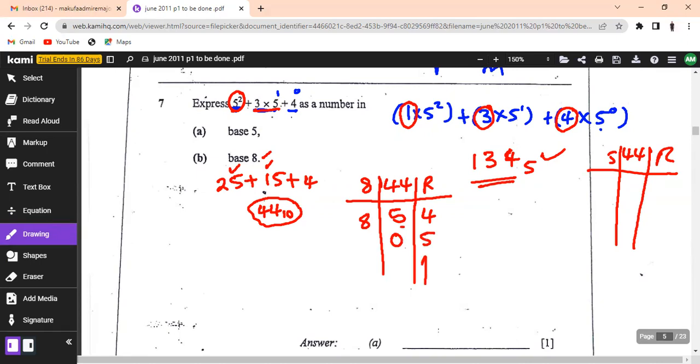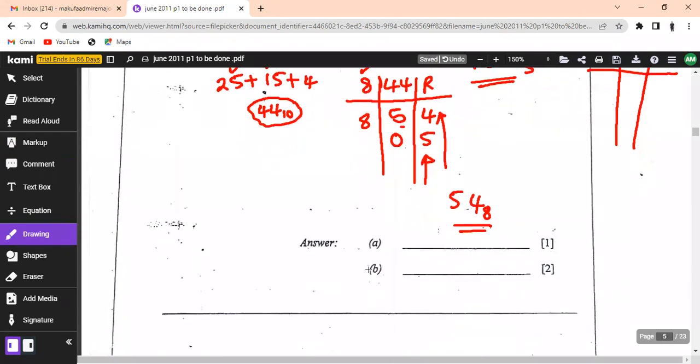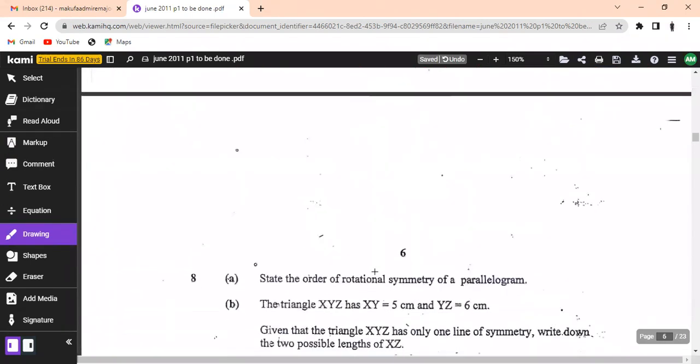And know that your answer is taken from the bottom going upwards. So our answer is going to be 5, 4 in base of 8. The one that was dividing is 8. So it's going to be 54 in base 8. So that was it, guys, for this question. In base of 8, I think it was clear again.